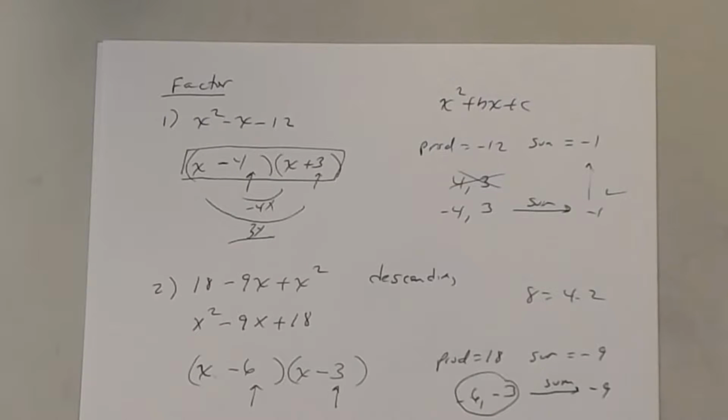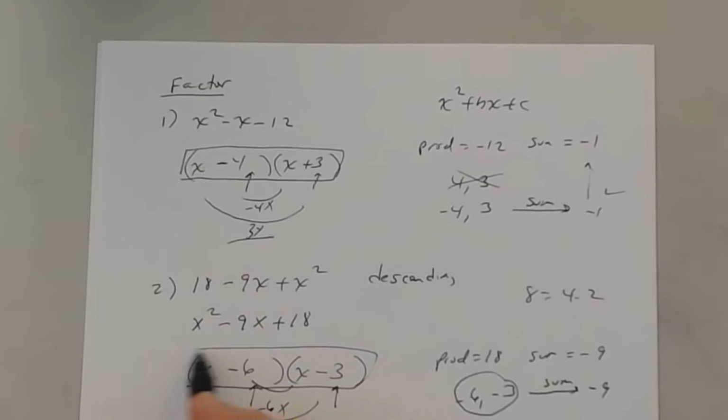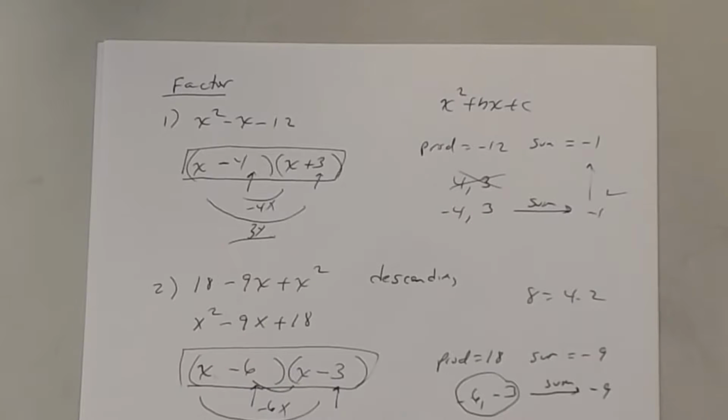And again, before you go on, always check. X times x is x squared. Let's do the last. I'm checking using FOIL, F-O-I-L. A negative 6 times a negative 3 is a positive 18. Now let's do the outer and the inner. What is the outer? Negative 3x. What is the inner? When I add them up, do I get a negative 9x? Yes, so there's your answer. X minus 6 times x minus 3.